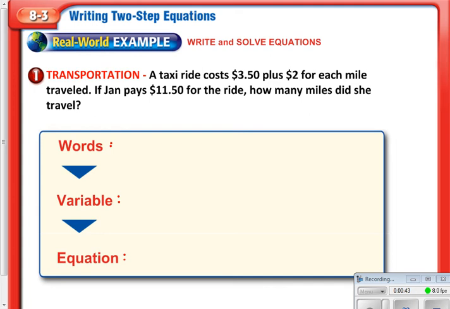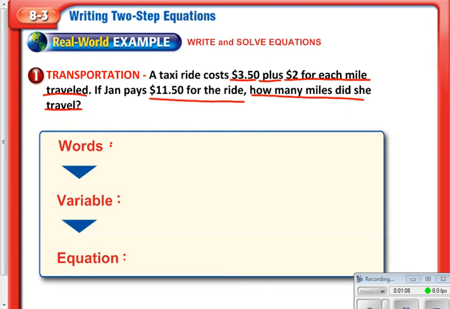So in example 1 it says transportation, a taxi ride costs $3.50 plus $2 for each mile traveled. If Jane spends $11.50 for the ride, how many miles did she travel? So this is the unknown. How many miles did she travel? So first off, we're going to write this out in words here.